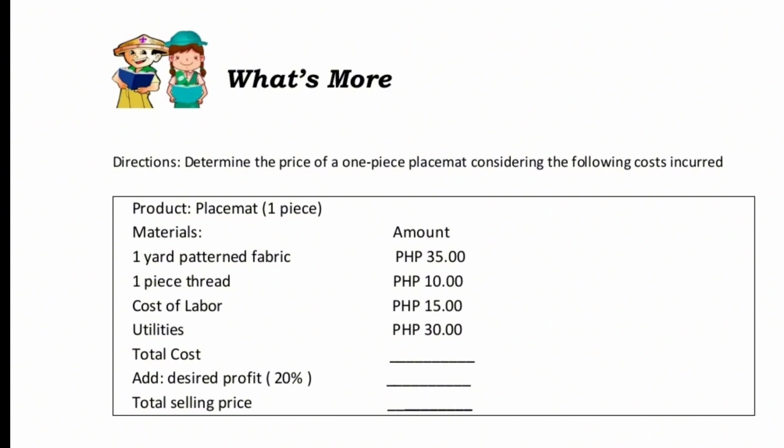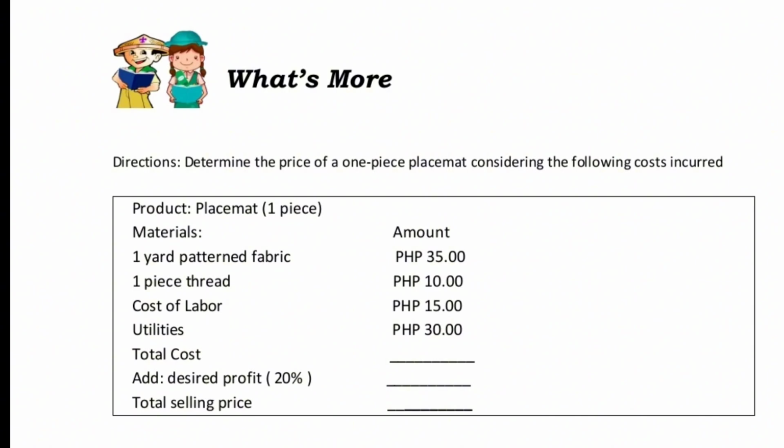Steps to determine the total cost. Number one, calculate materials cost, which is to determine the cost of 1 yard patterned fabric and also the cost of one piece thread. Number two, calculate labor cost. You have to estimate the time required and multiply the estimated time by the hourly wage to get the labor cost.